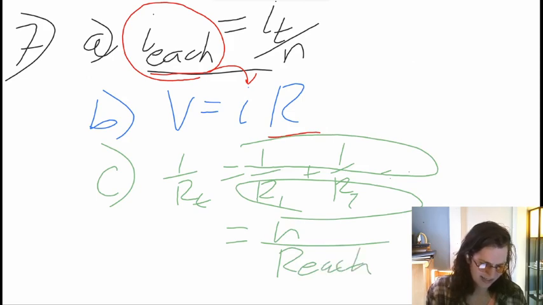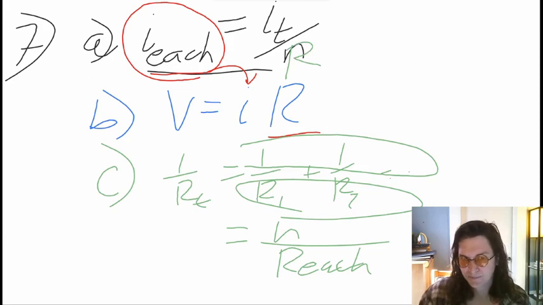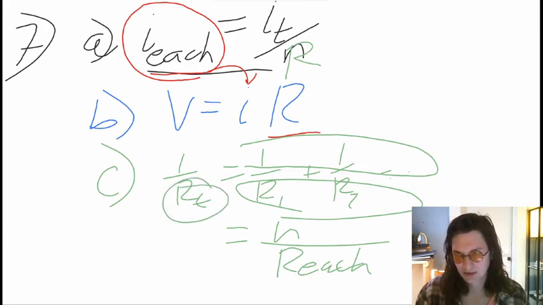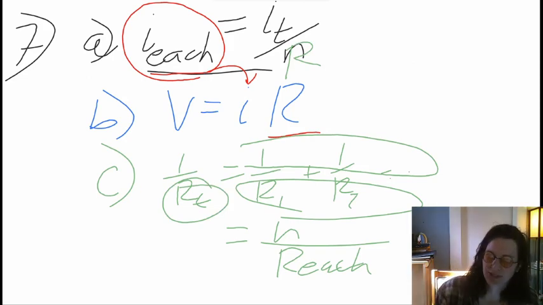It's a little r, a big R rather. I used a little r up here, but that probably should have been a big R as well. But anyway, you can then solve for the R total, and notably it'll be much less than the resistance of each little piece.